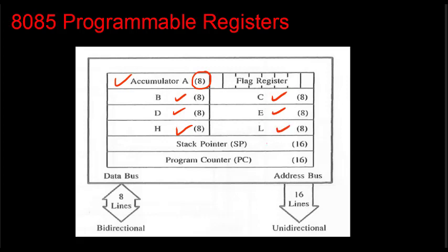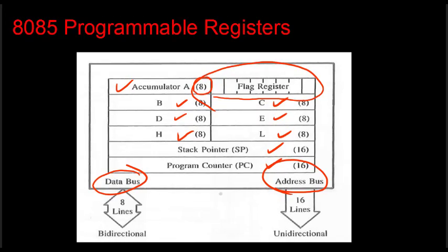And then we have the stack pointer register, which is of 16 bits, and the program counter register is also of 16 bits. And then we have the data bus and address bus. The data bus, as we know, is 8 lines and bidirectional, and the address bus is 16 lines and unidirectional. And then we also have the flag registers. These things were already discussed in lecture number 3, so no need to discuss them again here.